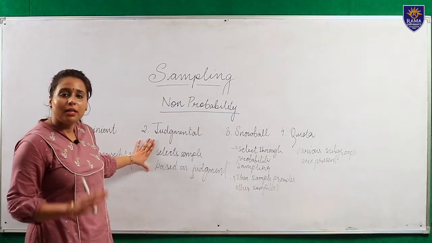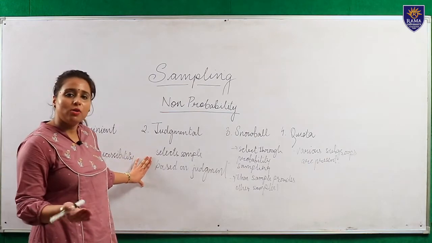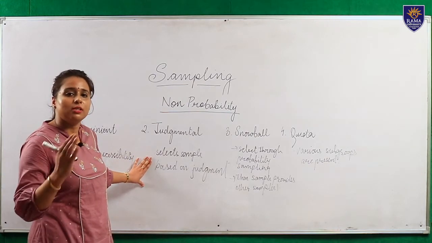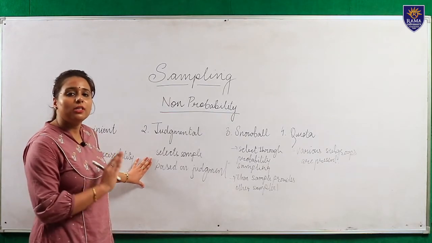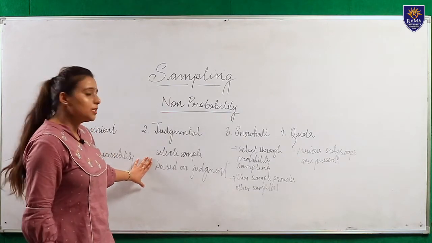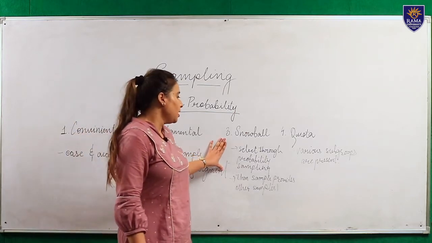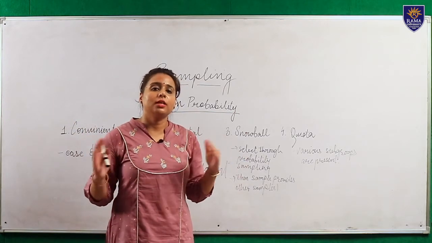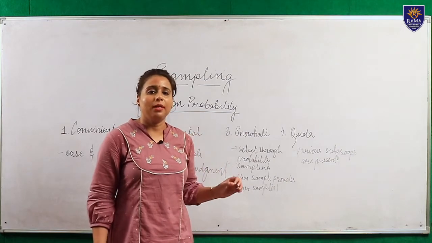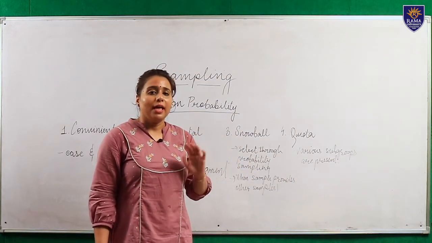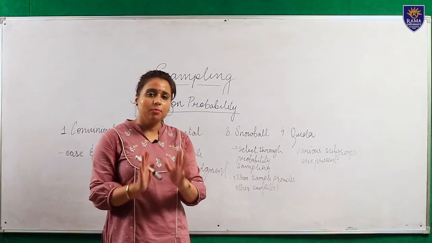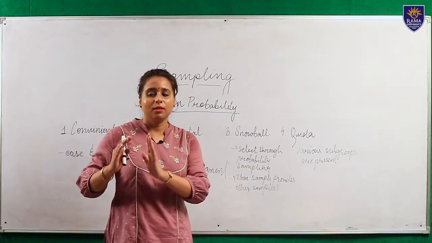Here the investigator selects the sample based on his judgment and then produces a result which may or may not be applicable to the universe or each subset of the universe. The third type of sampling is snowball sampling. Here what we usually do is first select the sample through probability methods, that is one of the 4 methods of probability, and then the sample of that probability method provides us with the new sample.